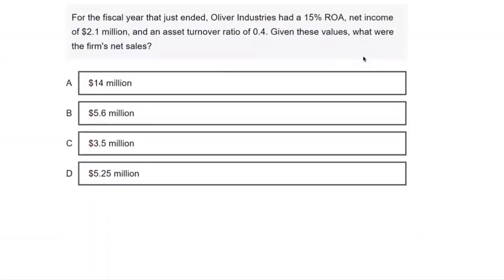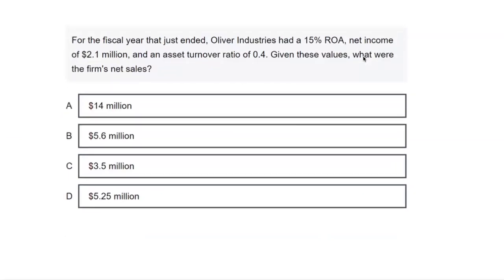Next one. Given these values, what are the firm's sales? Okay. So return on asset. Anong formula ng ating return on asset? Net income divided by average total assets. Okay. And then, ano yung ating asset turnover ratio? Net sales divided by average total assets.